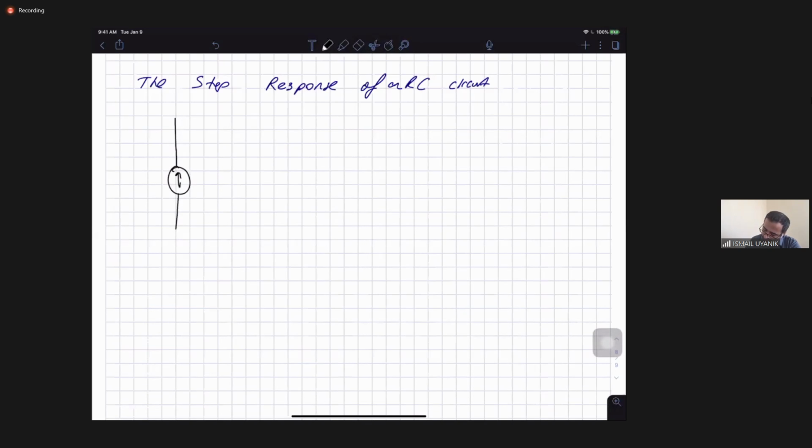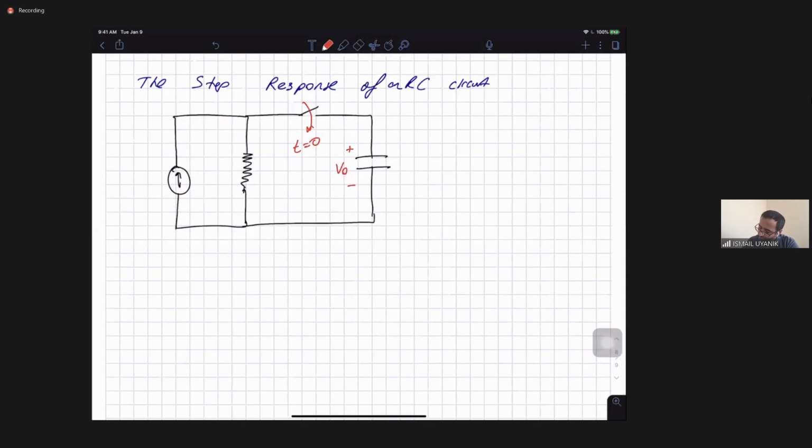Then we will be having a resistor here. Again, I have a switch here, and then I have a capacitor here. So this switch will be closed at t is equal to 0. And then this capacitor might be charged with an initial voltage of V0. And then we will be calculating the VC, the voltage across the terminals of this capacitor.